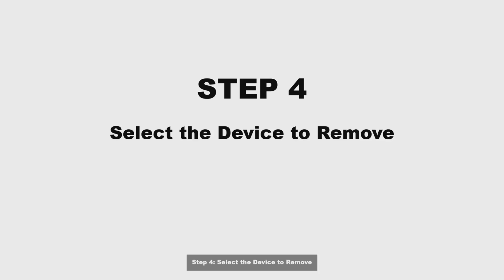Step 4. Select the device to remove. Identify the old device you wish to remove from the list. Tap on it to view more details and options related to that device.